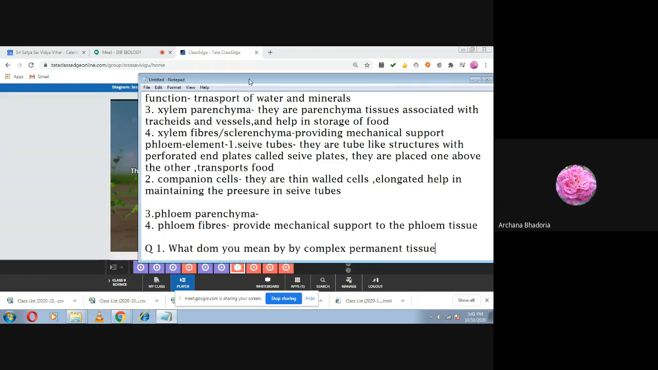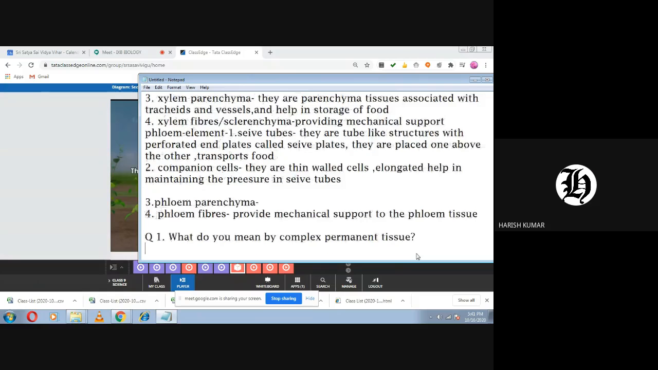Okay, what do you mean by complex permanent tissue? So children, remember, they are those permanent tissues which are made up of more than one type of cells. Everyone will be able to answer the question. Yes, ma'am. Okay. Why do you call this the complex permanent tissue? Because they are those permanent tissues which are made up of more than one type of cells.